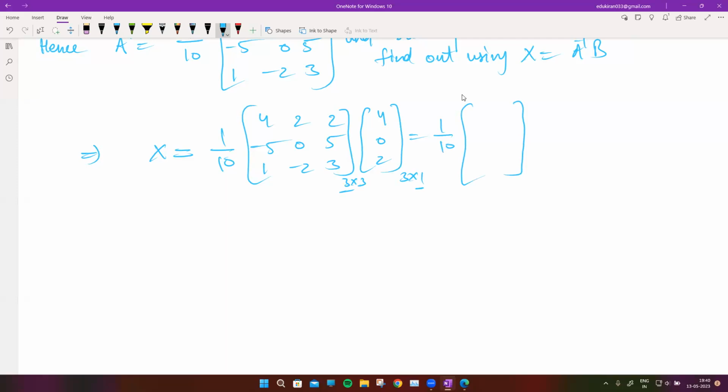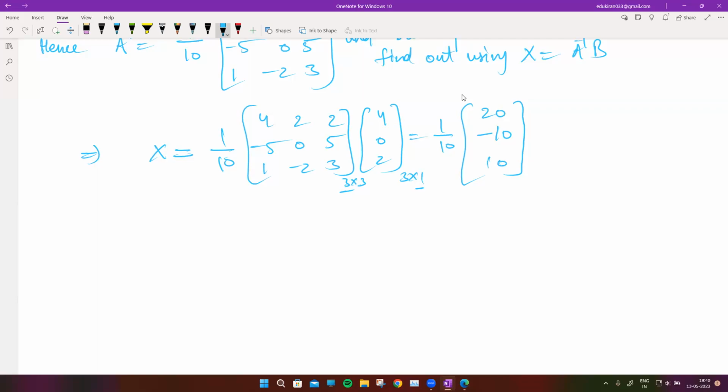Okay, first row with first column: 4 into 4 is 16, plus 2 into 2 is 4. 16 plus 4 is 20. Then second row with first column. There is only one column, right? So second row with the column: minus 20, plus 10, minus 10. Then the third row with the column, so this will be 4 plus 6, 10.